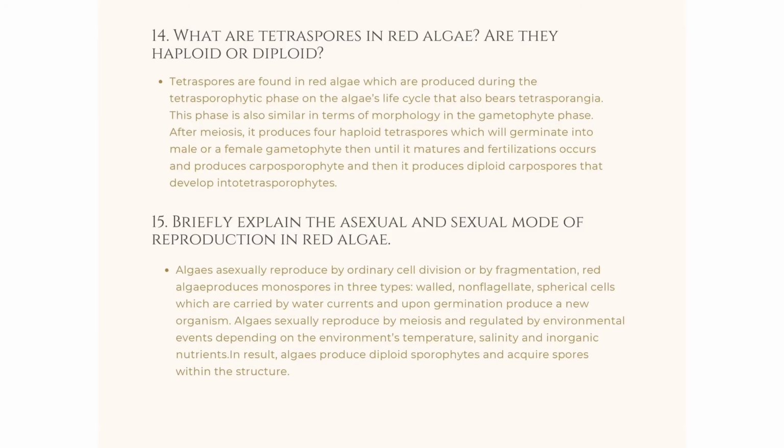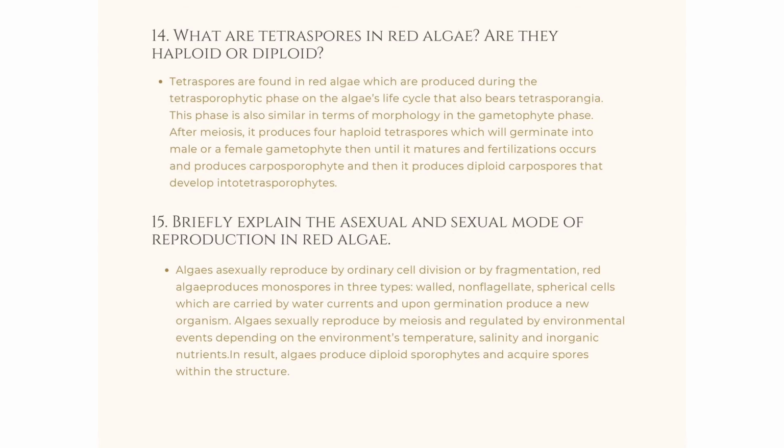Tetraspores are found in red algae, produced during the tetrasporophytic phase in the algae's life cycle, which also bears tetrasporangia. This phase is also similar in morphology to the gametophyte phase. After meiosis, it produces 4 haploid tetraspores, which will germinate into a male or female gametophyte until it matures and fertilization occurs, and produces the carposporophyte, which then produces diploid carpospores that develop into tetrasporophytes.